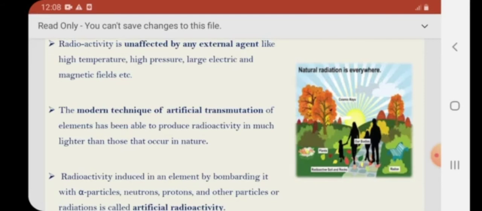Induced radioactivity, also called artificial radioactivity or man-made radioactivity, is the process of using radiation to make a previously stable material radioactive. The husband and wife team of Irene Joliot-Curie and Frederic Joliot-Curie discovered induced radioactivity in 1934, and they shared the 1935 Nobel Prize in Chemistry for this discovery.